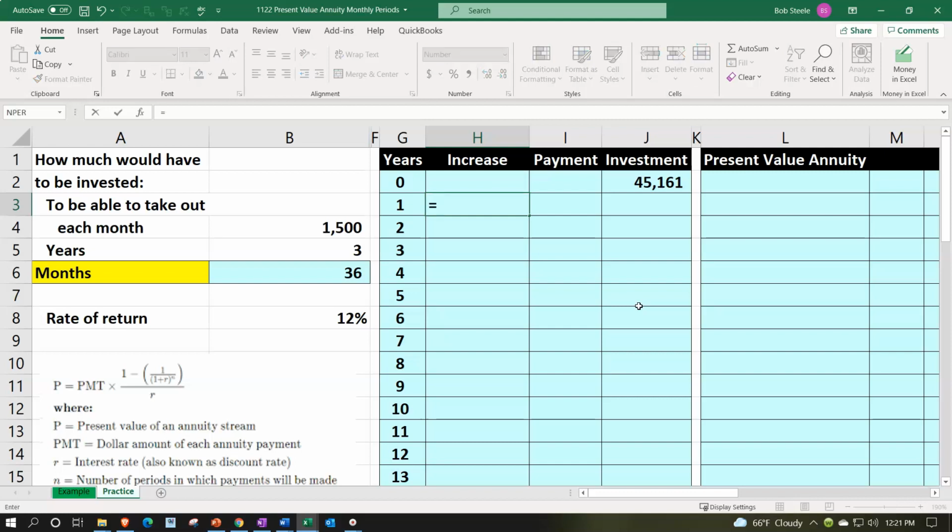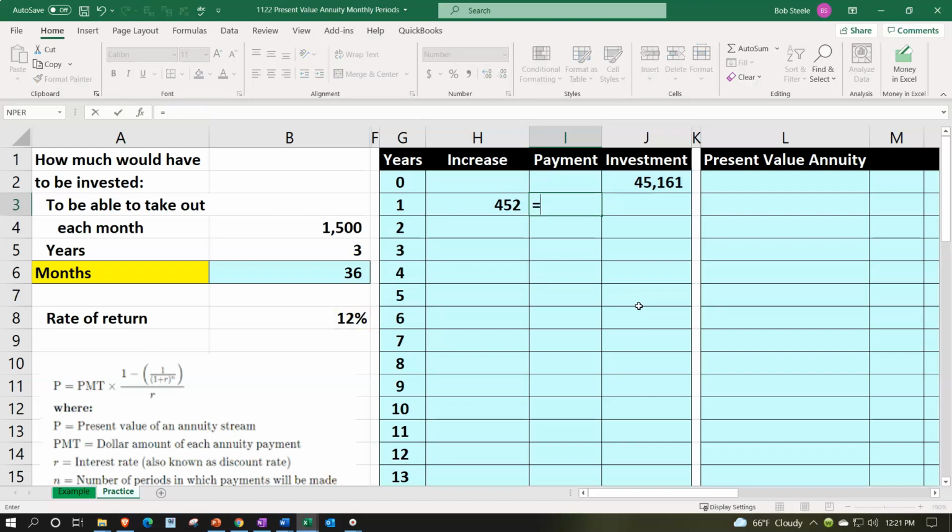This is going to be equal to the 45,161 times the 12%. Now that 12% is outside of the table here, so we want to make it an absolute reference by pressing F4 on the keyboard, a dollar sign before the B and the 8. You only need a mixed reference, but an absolute reference is easy to think about. Then we're going to divide that by 12. That's what we call a hard-coded or typed-in number. That will also copy down as we autofill down.